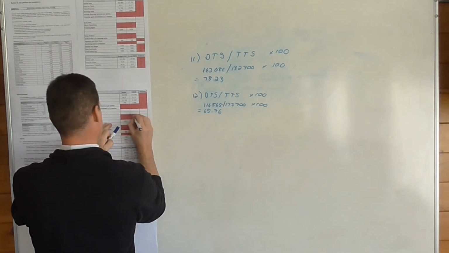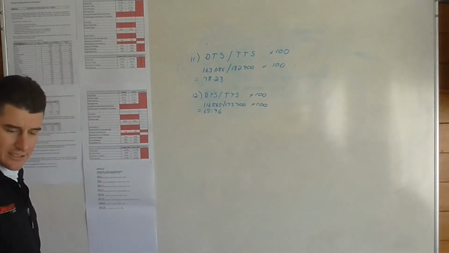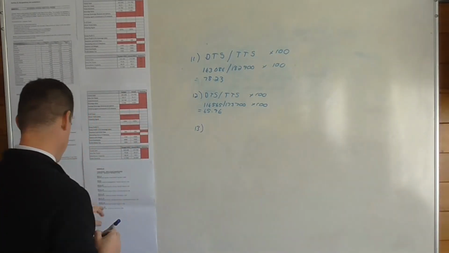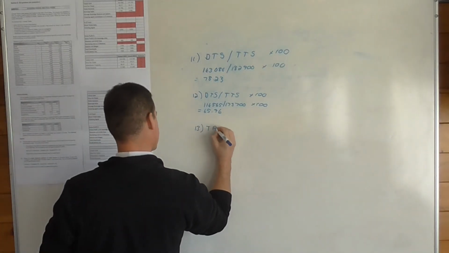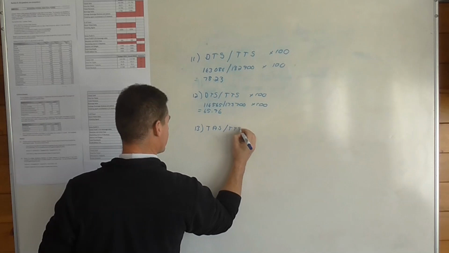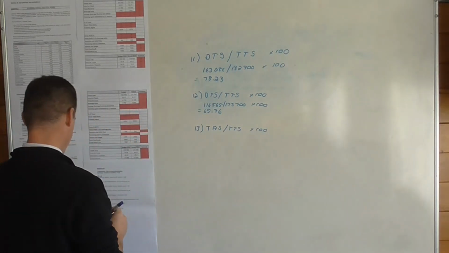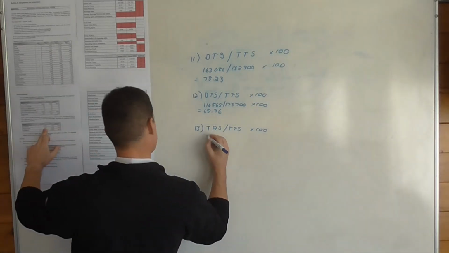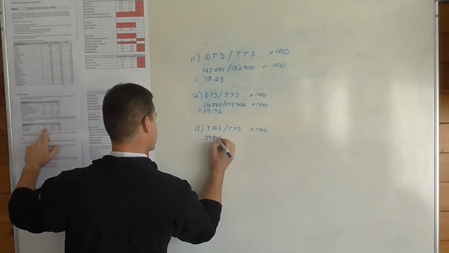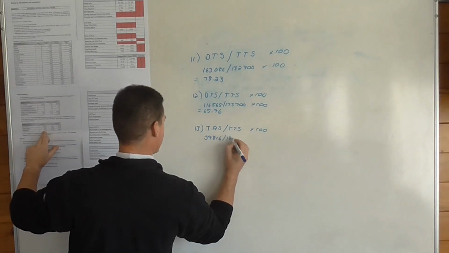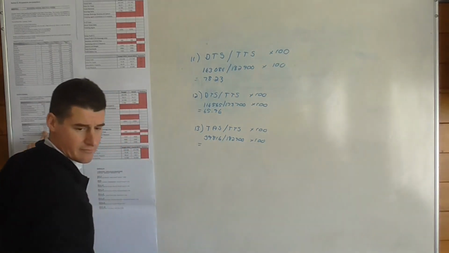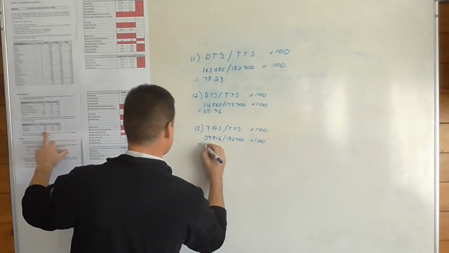So that is 65.96. And now we're doing the ticketing agent, which is number 13. So that will be the ticketing agent sales divided by the total tickets sold times 100. So now we're looking, where's the ticketing agent sales? Again, in column number 2. Ticketing agent sales is 39,816 divided by 182,900 multiplied by 100. So that then is 21.77.